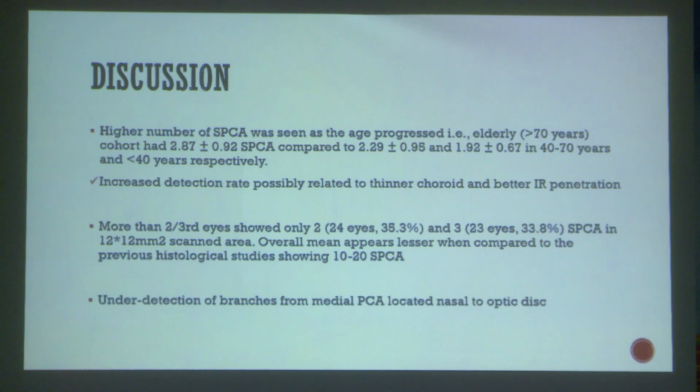So in the discussion, we could see that the higher number of SPCA was seen in the elderly population, which is more than 70 years, as compared to the younger cohort, that is less than 40 or 40 to 70 years. We hypothesized that the increased detection rate could be related to the thinner choroid or better IR penetration of the OCT rays. Another point to note was that more than 2/3 of the eyes had only 2 or 3 SPCAs in the whole of the 144 millimeter scanned area.